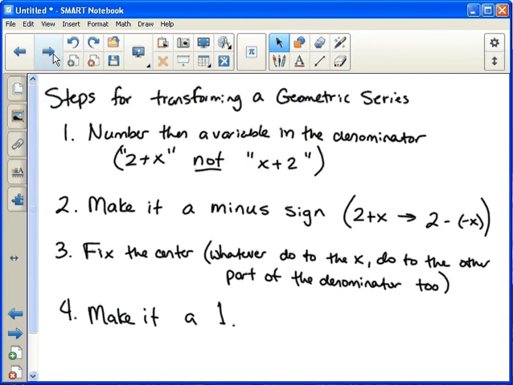Okay, the second thing is you need to make it a minus sign. It's 1 minus r, not 1 plus r. So if you have a plus, you can see you can change it to just be minus a negative, and that will fix it to where you have a minus sign like you need it.